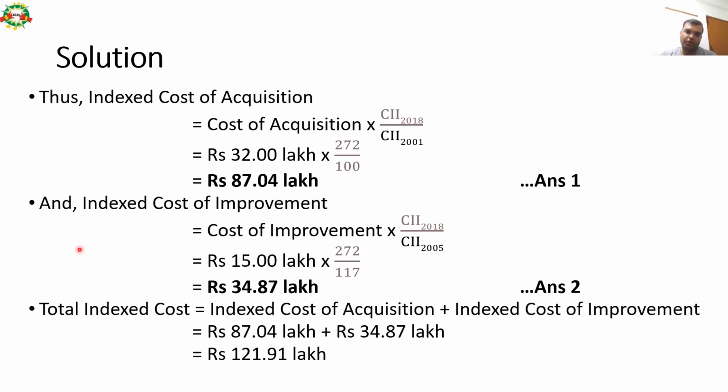Then the indexed cost of improvement will be equal to the cost of improvement multiplied by the cost index for the sale year 2018 and divided by the cost index for the year of improvement or base year, whichever is later. So here in this case the actual year of improvement was 2005. So the cost index for 2005 was 117, the sale year 272, and 15 lakh rupees has been given in the question. So the indexed cost of improvement is 34.87 lakh. Thus the total indexed cost is this plus this: the indexed cost of acquisition plus the indexed cost of improvement is equal to 121.91 lakh.